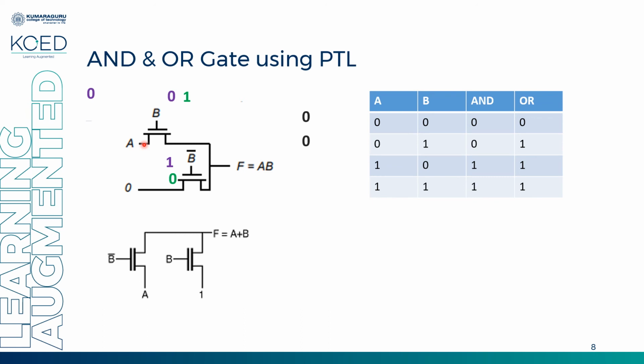Now 1, and let me consider B as 0. So if it is 0, 1 here. This transistor will remain on, and 0 will be passed across this transistor. Again I get a 0. Now again here I have 1. Let me consider B also 1. So A is 1, B is also 1. So this transistor will turn on, and across this transistor there will be passing of 1 to F. Now I get a 1. So this is the AND logic.